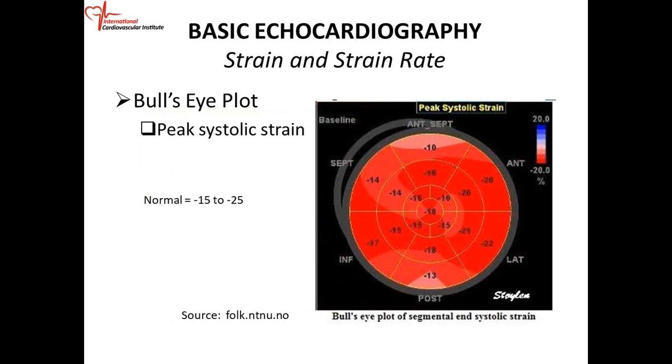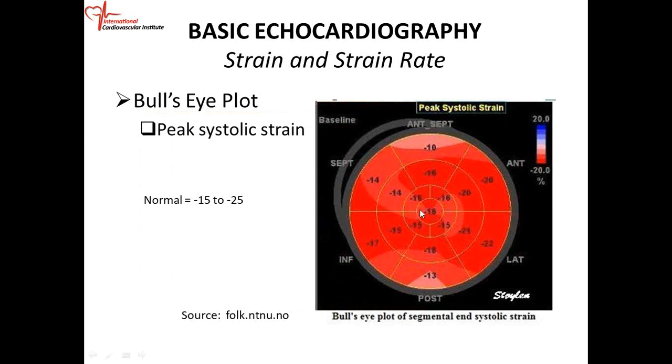So, parametric imaging. This is what we did the last time. We look at the bullseyes or the polar plot, and when you see a polar plot like this, this is your 17 segment or 16 segment assessment of the heart. So you have to know your segments.